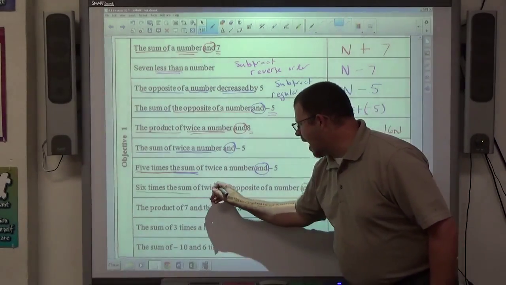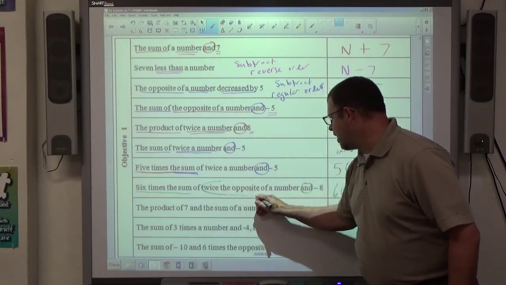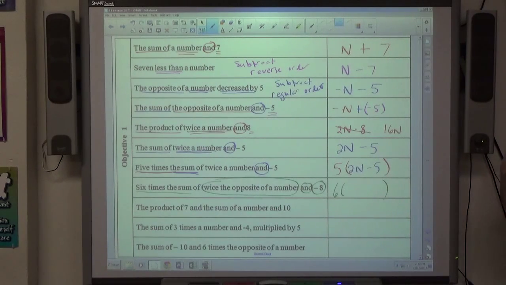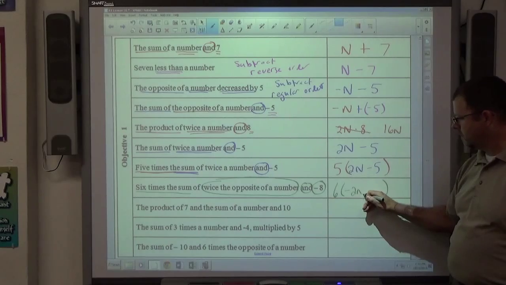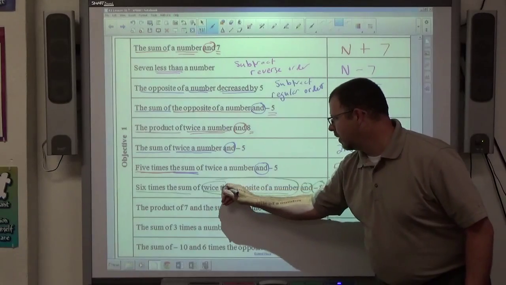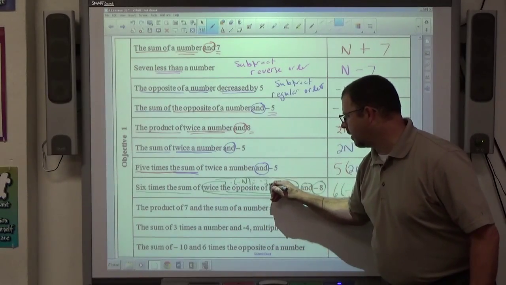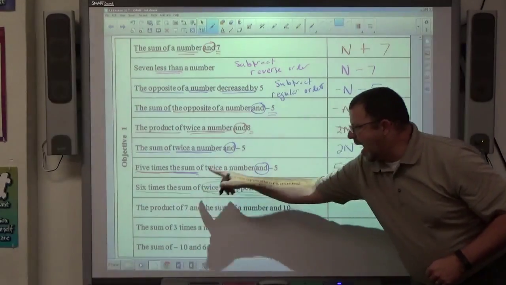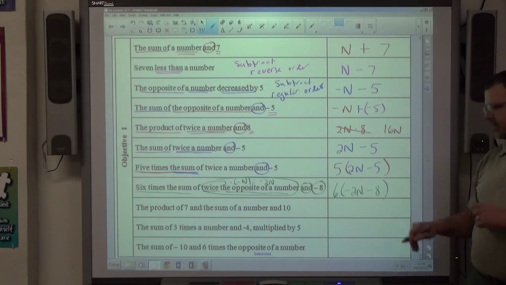That's where the plus sign goes. So we're adding twice the opposite of a number and negative 8. All right. First of all, a number would be n, and an opposite of a number would be negative n. 2 times negative n is negative 2n. So twice is 2 times, opposite of a number negative n. 2 times negative n is equal to negative 2n. So all those words there translate just to negative 2n. Sum means add, plus negative 8 is minus 8.